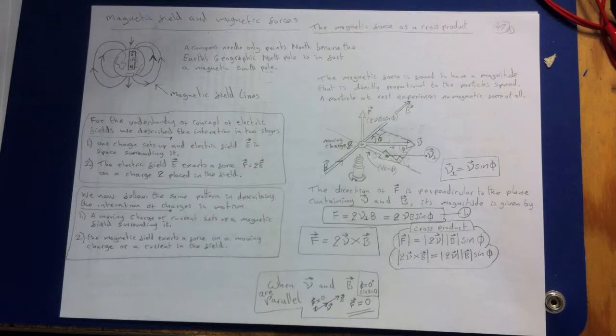The magnitude of a magnetic force upon a 2 microcoulomb charge will be twice that upon a 1 microcoulomb charge at the same velocity. The force is also proportional to the magnitude or strength of the magnetic field. The same charge moving through a magnetic field twice as strong will experience 2 times the force. The magnetic force also depends on the particle's motion. This is quite different from the electric field force, which is the same whether the charge is moving or not. The magnetic force is found to have a magnitude that is directly proportional to the particle's speed. A particle at rest experiences no magnetic force at all.